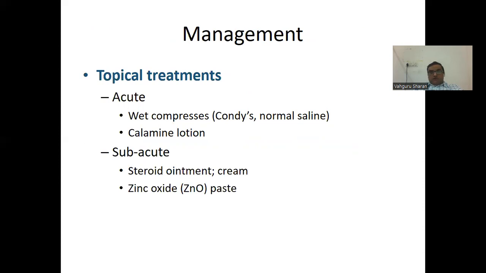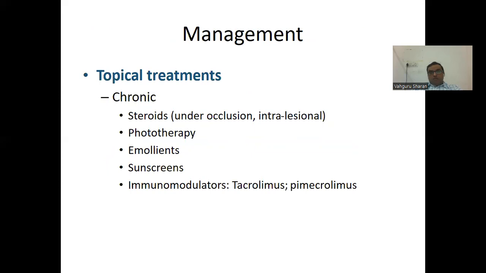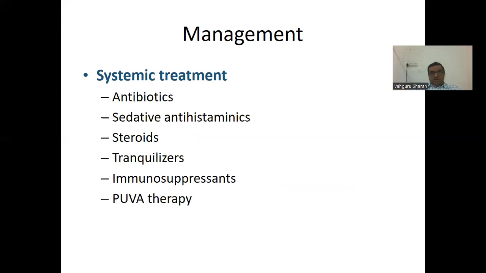What are the topical treatments for acute eczema? If there is oozing, use cold compresses or wet compresses of normal saline. Calamine lotion for soothing. Subacute eczema: steroid ointment or cream, and zinc oxide paste. Chronic eczema: steroids and occlusion. Also, intralesional steroids, phototherapy, emollients, sunscreens, immunomodulators like tacrolimus and pimecrolimus. Systemic treatments with antibiotics, sedative antihistamines, systemic steroids, systemic tranquilizers, systemic immunosuppressants, and PUVA or UVA therapy.